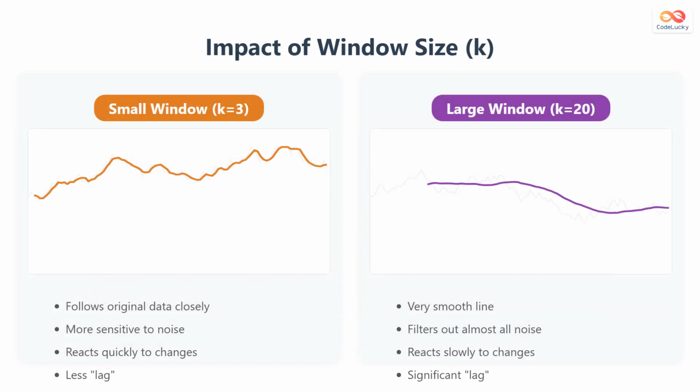The choice of the window size, k, is crucial. A small window, like 3, produces a line that hugs the original data closely. It is sensitive to changes but still contains some noise. A large window, like 20, produces a very smooth line that filters out almost all noise, but it reacts much slower to real changes in the trend.